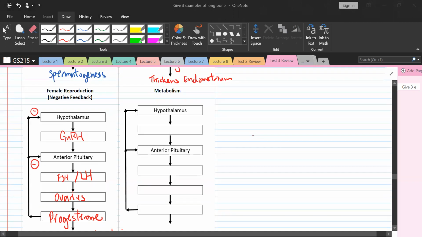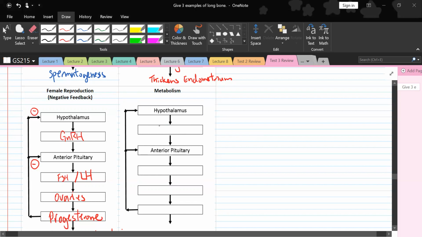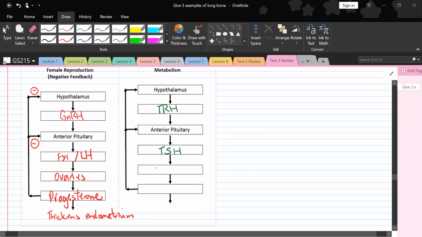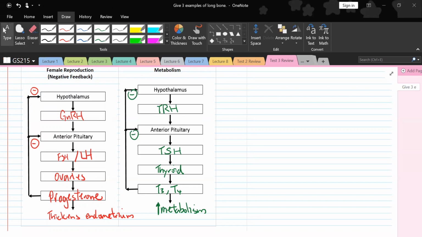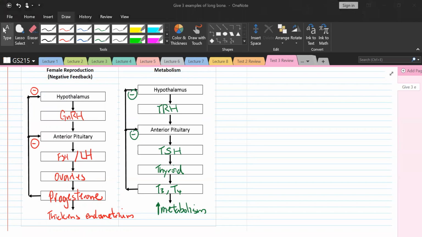Next one here, we have metabolism. This time we are talking about thyroid releasing hormone, TRH, which allows the anterior pituitary gland to release thyroid stimulating hormone. It goes to the thyroid and triggers the release of T3 and T4, and it will increase metabolism. And we will have the usual negative feedback.